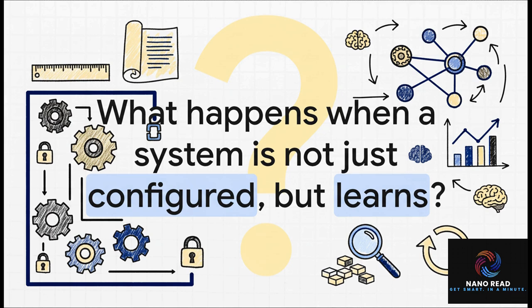And that leaves us with this one last, pretty deep thought. We're seeing this massive shift away from systems that are built with a bunch of static rules to systems that are constantly learning and optimizing themselves based on real-time data. And as AI works its way deeper into every single layer of these systems, you have to ask, what does it mean when a system is no longer just configured, but it actually begins to learn?